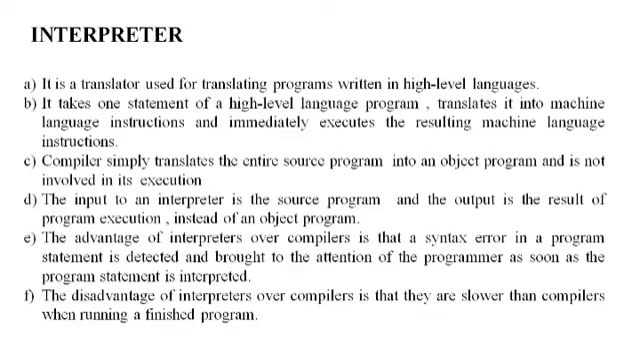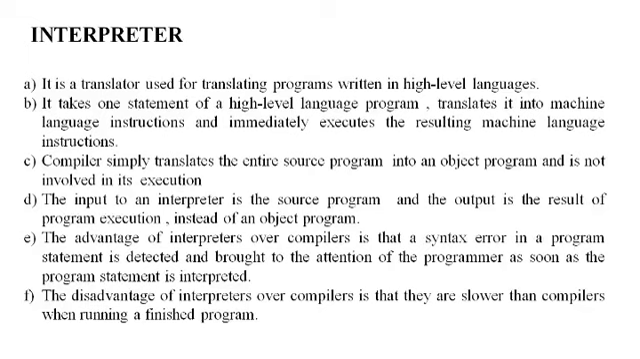Then comes your interpreter. It is also a translator used for translating programs written in a high level language, but it takes one statement of a high level language program, translates it into a machine language instruction, and immediately executes the resulting machine language instruction. Means in the compiler, what was the compiler doing? The compiler was converting the whole program into a machine level program, but it was not executing that program. The execution of the program was done by the computer processor.